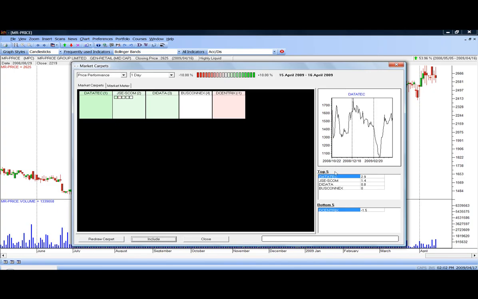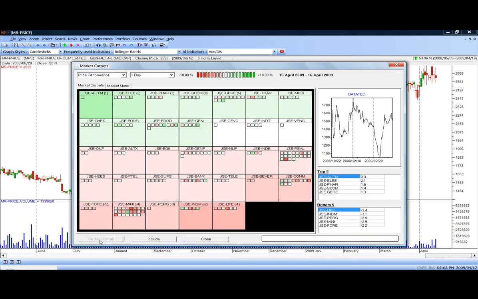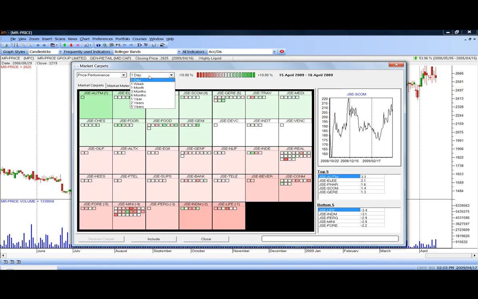Down here, top 5 shows you the top 5 shares in that particular sector, and the bottom 5 shows you, in this case, only 1 share, Datacentric, that has dropped, again remember this is 1 day, by 1.5% over a day. Now, I want to redraw the carpet, which you click here at the bottom, and I now want to look at it over a longer period to show you how quickly these colors can change. If I now look at, for instance, 1 week, just watch these colors here, which at the moment are fairly pale green.